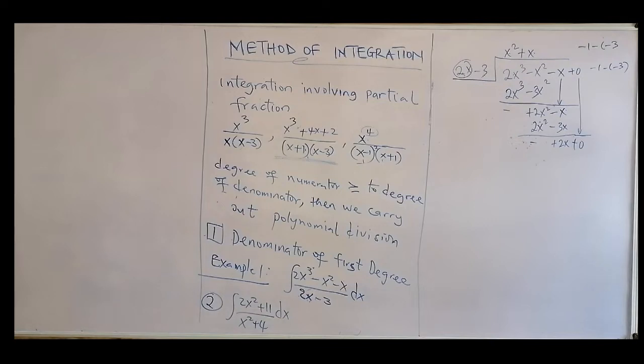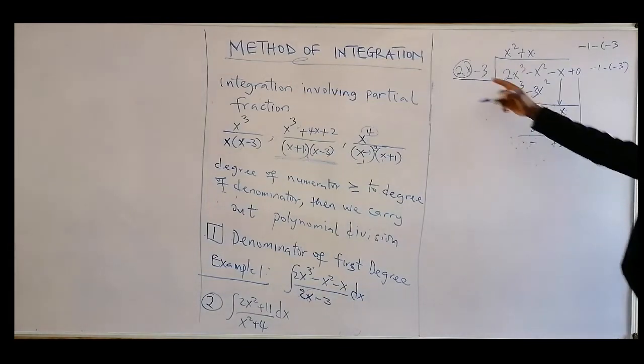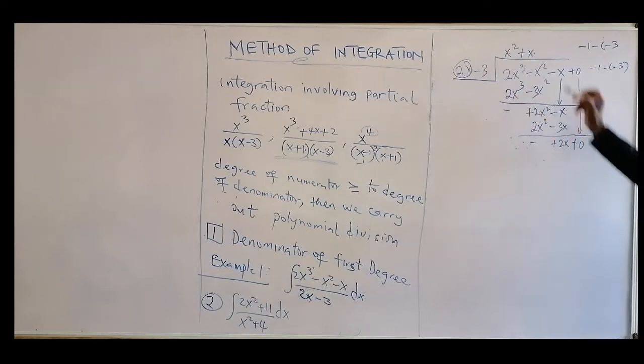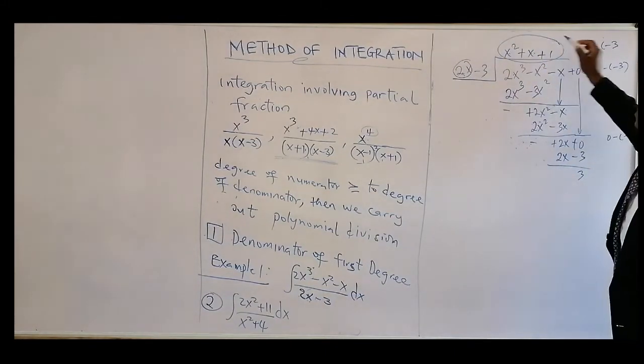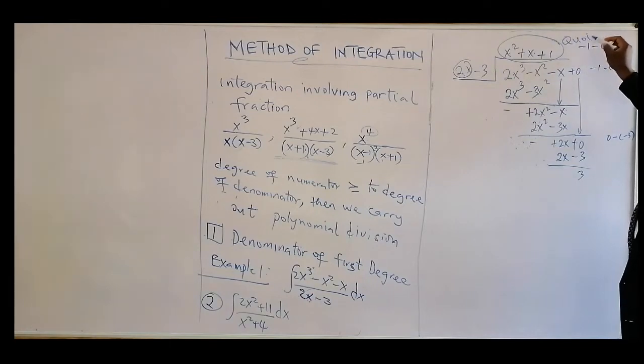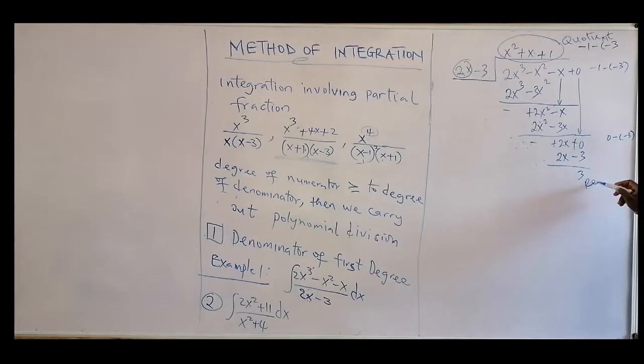Okay, so what can we use also to multiply 2x so that we get 2x here? So that's plus 1, and that will be 2x minus 3. So you can subtract, that will give you 0 minus 3. That's a 3 as the remainder. So this is what we call the quotient. This is called the quotient, and this is called the remainder.